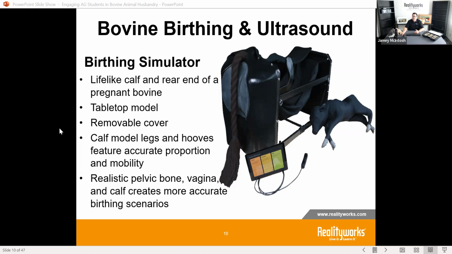Now, in this tabletop model, this calf can be put in 12 different presentations or positions to be birthed. This allows you, the instructor, to show what's happening in every single type of position or presentation, what different issues might come up, and what troubleshooting opportunities there might be while you're working with birthing that calf.